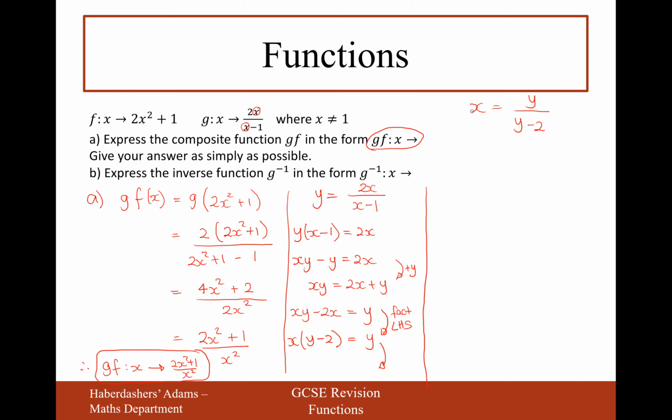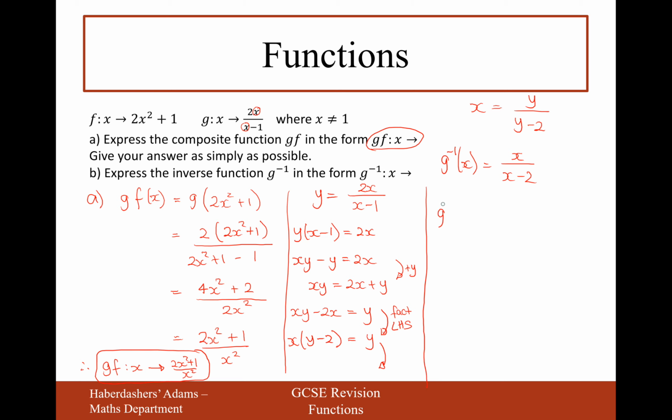I've now got a formula that says x equals something to do with y's on the other side. Other numbers appear on the other side as well. No other x's appear on the right hand side. So therefore, the inverse function is going to be x over x minus 2.